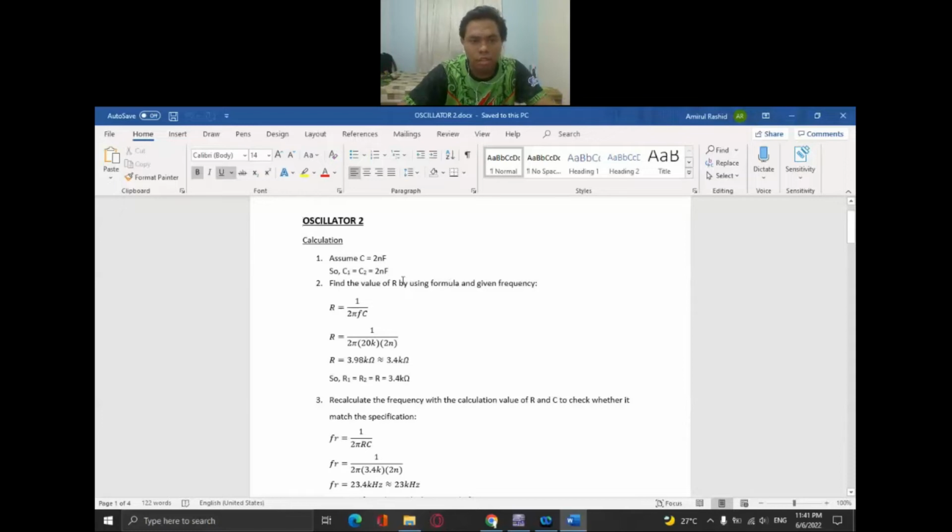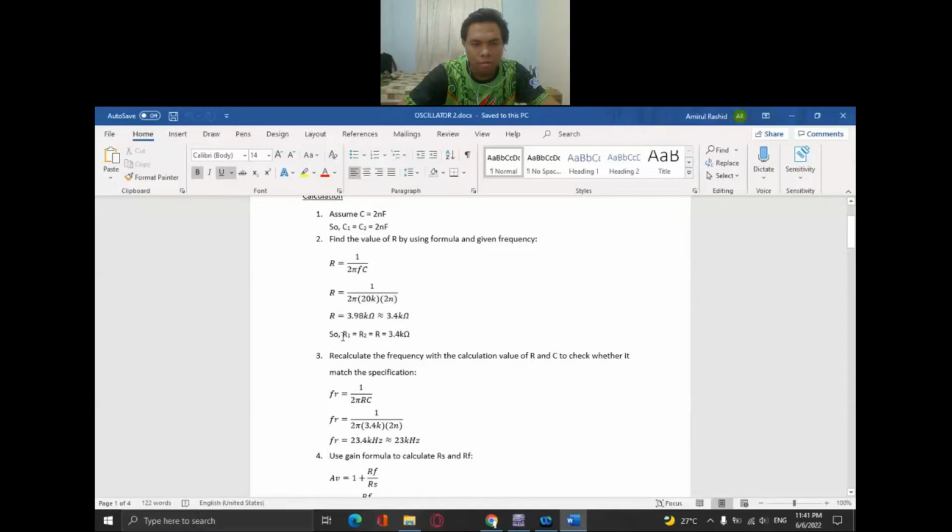As you can see right here, this is my calculation for the second circuit, which is the oscillator. I assume the capacitor is 2 nanofarad, and then we find the value of R. We use the formula R = 1 over 2 pi fC, and the result that we get is 3.998 kilo ohm. For the simulation in Multisim, we use 3.4K.